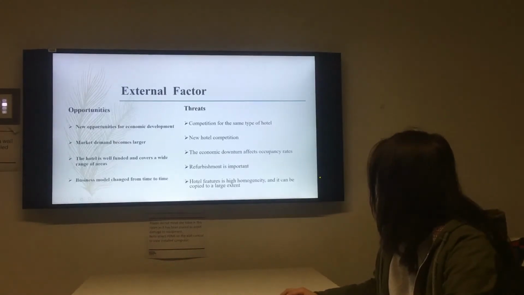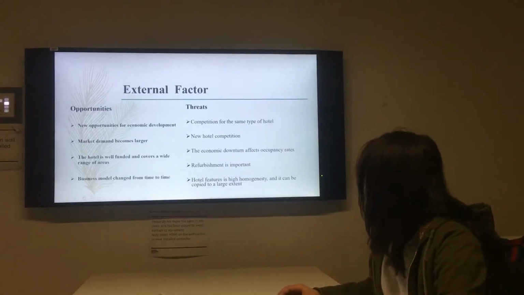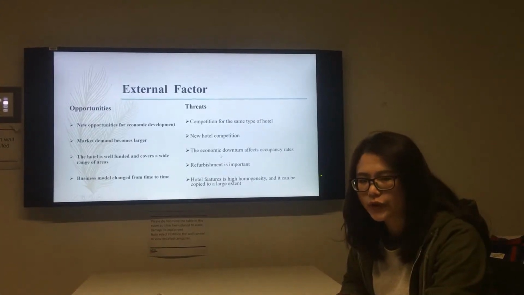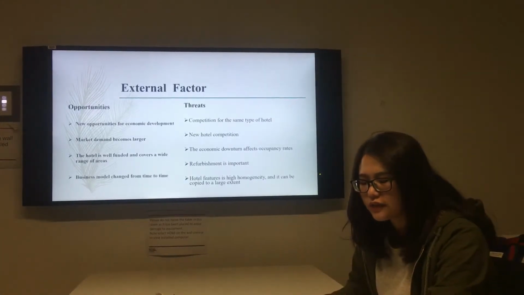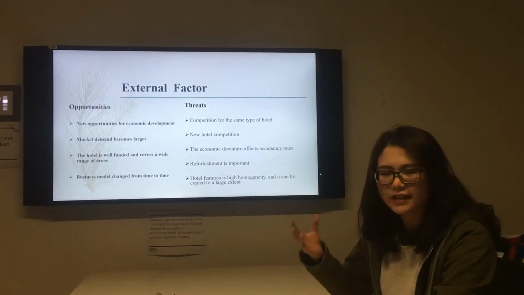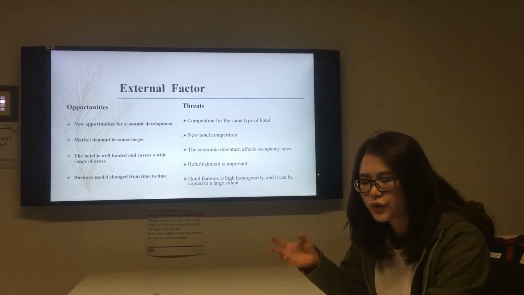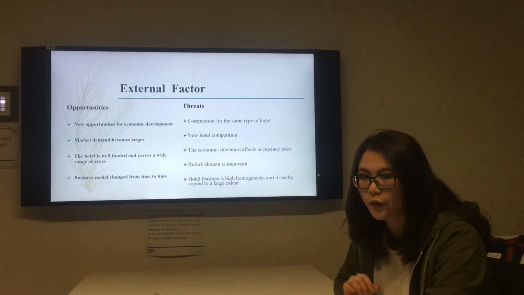And the other thing is that our economy is changing as well, so guests will think about how they spend their money on traveling and on choosing different types of hotel.